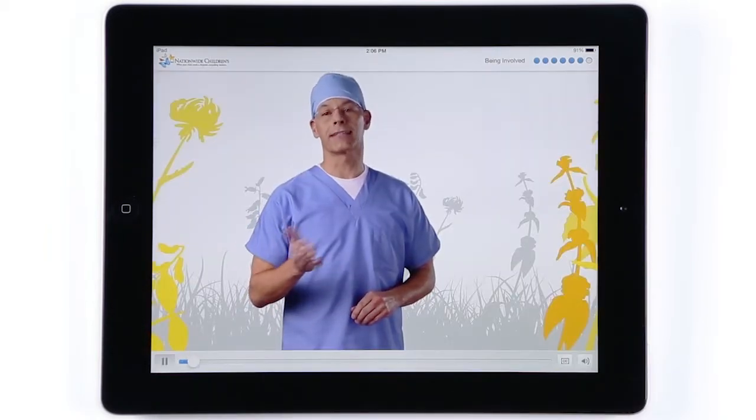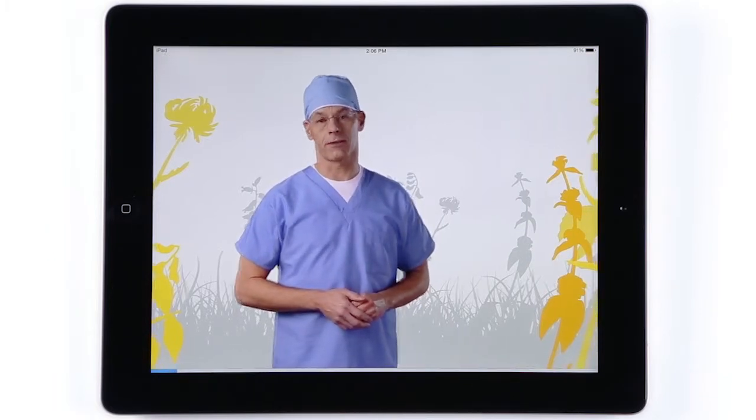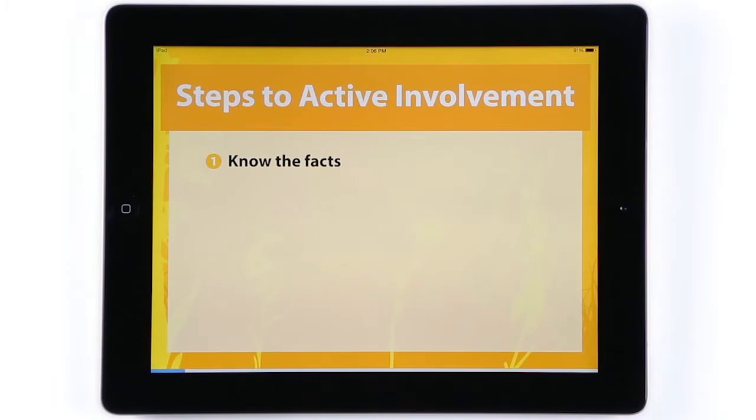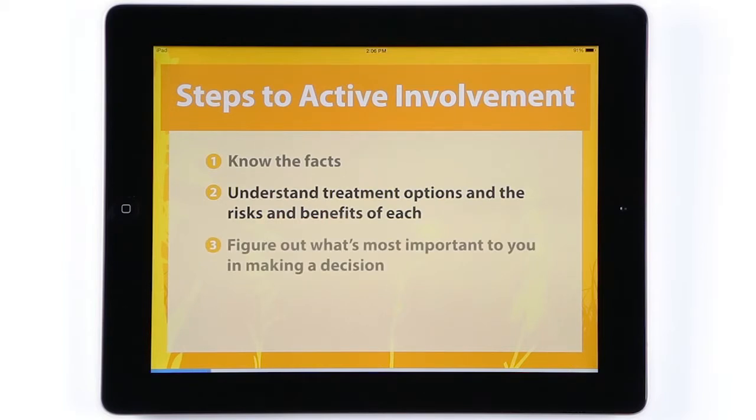Research shows that being actively involved in your child's treatment decisions improves the outcome of their care. You know the facts about appendicitis. You understand the treatment options as well as the risks and benefits of each, and you've figured out what's important to you. Now, the final step is to ask questions about information you don't understand or talk about additional concerns you may have. Communication is key.